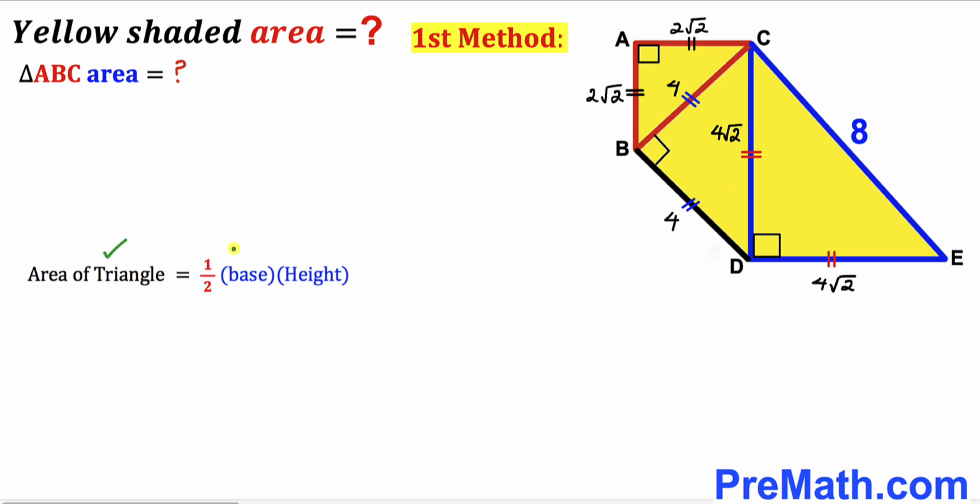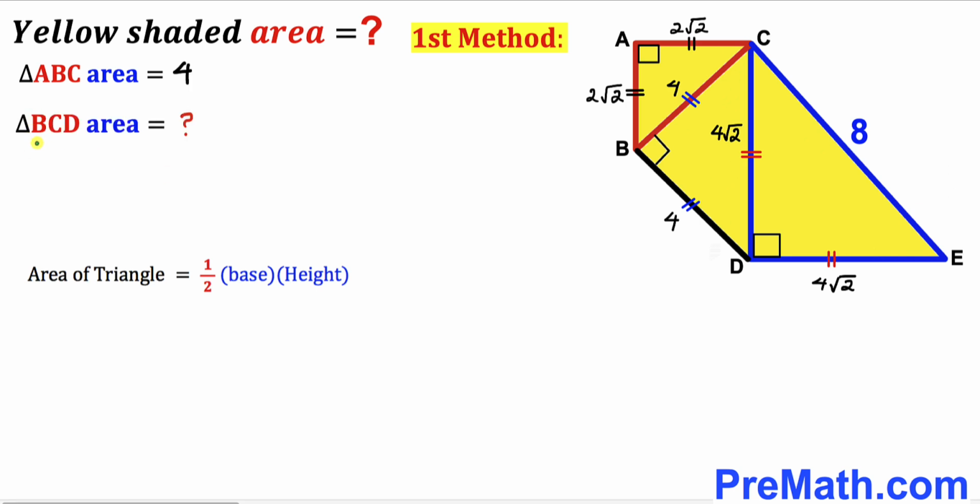Area is always equal to a half times base times the height. And in our case, the base of this triangle is 2 times square root of 2. And likewise, the height is 2 times square root of 2 as well. So therefore, the area of this triangle is going to be a half times our base, 2 times square root of 2, times the height, 2 times square root of 2 as well. And if we multiply and simplify, that is going to give us 4 square units.